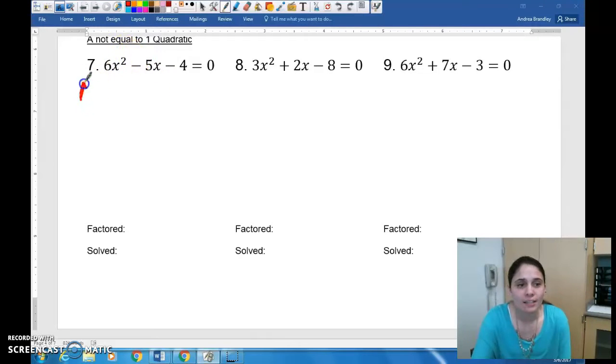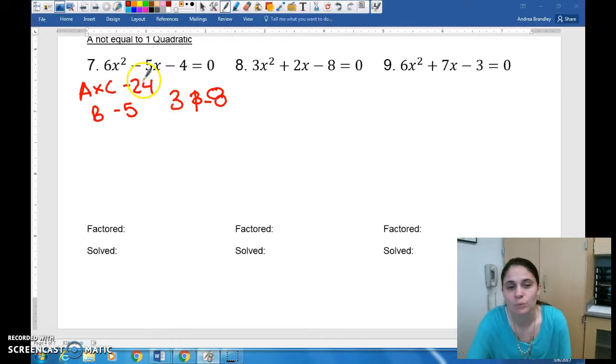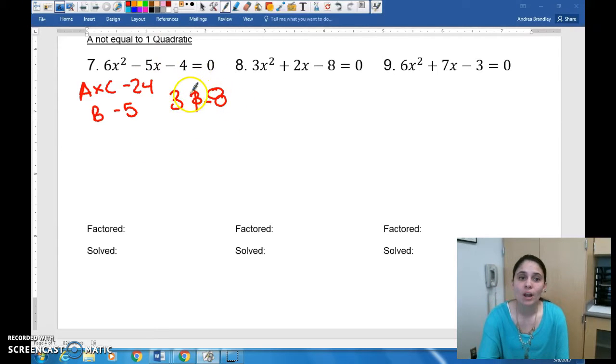And then we're going to do our a, c, and b, just like we did on the ones above. So a times c is 6 times a negative 4, which is a negative 24. And b is a negative 5. So I need two numbers that multiply to 24 and add to 5. So 1 and 24 doesn't work. 12 and 2 doesn't work. 3 and 8, that could work. So if I do a negative 3 plus 8 is a positive 5, so that's not what I want. If I do a negative 8 times 3, negative 24, negative 8 plus 3 is a negative 5. So this does work.